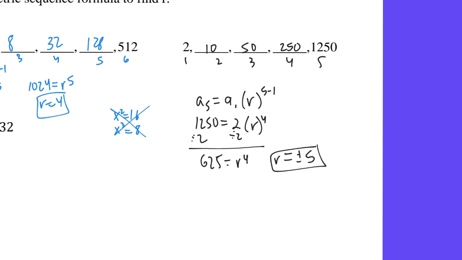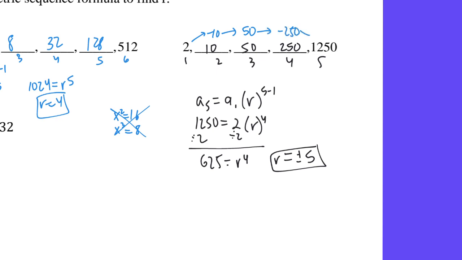Now let's do the negative route, okay? The negative route doesn't make it all negative. It makes it fluctuate. So timesing this by negative 5 will give us negative 10. If you times it by negative 5 again, you get positive 50. You times by negative 5 again, you get negative 250.